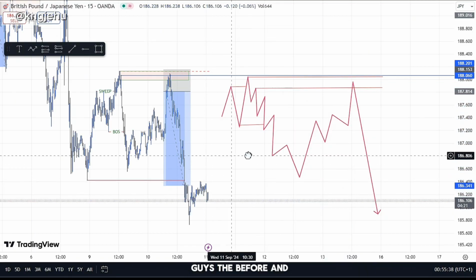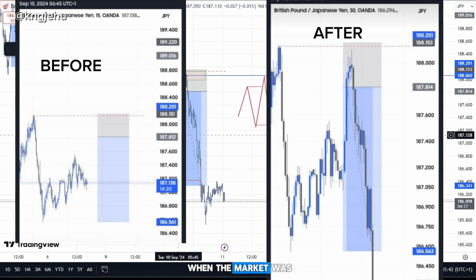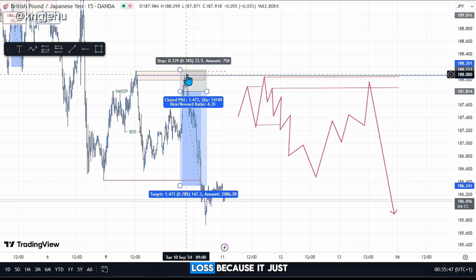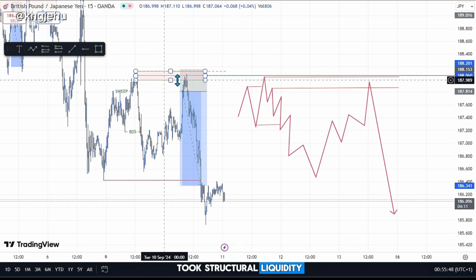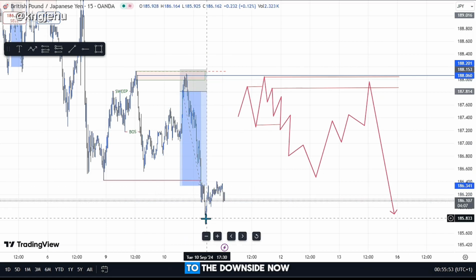I'm going to show you the before and after of this particular trade I took this morning, when the market was somewhere around here, and then I placed my limit and it went into it. It couldn't take my stop loss because it just took structural liquidity and this protected high couldn't be broken through, and then boom to the downside.